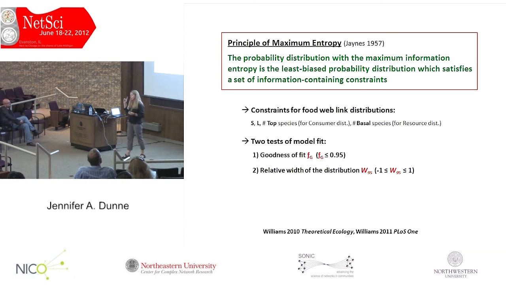The constraints that Rich has built into this are just the number of species and links in the system, and you can come up with tests for model fit. But again, the idea here is: what is a null expectation? Until we know what a null expectation might look like, we can't really start to look usefully for biological explanations.